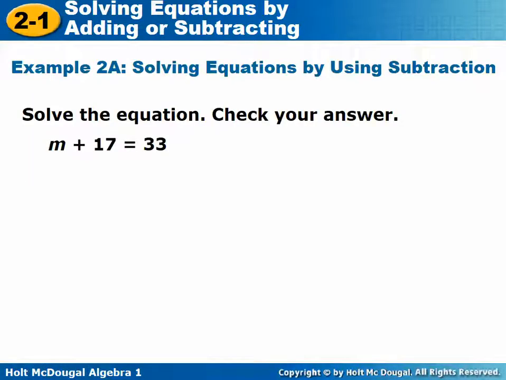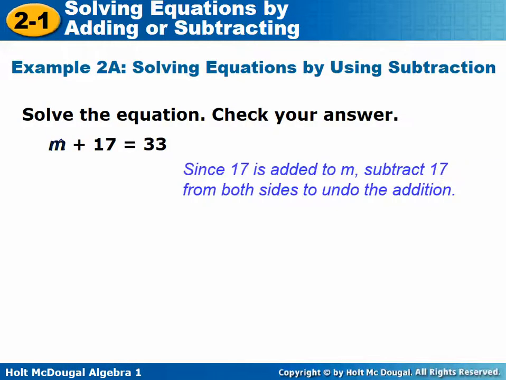All right, now sometimes you have a number being added to the variable. Lots of different things can happen to the variable, so you have to first identify what's happening to the variable. The variable is m, 17 is being added to it. So our first step is to undo that by subtracting 17. So we subtract 17 from both sides. 33 minus 17 is 16, m equals 16.